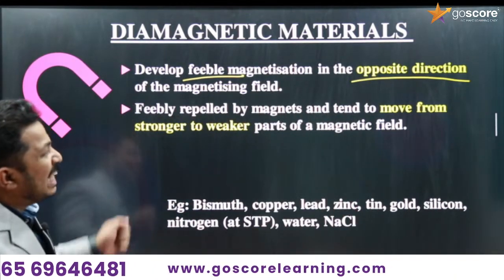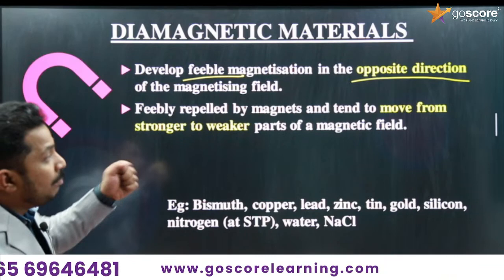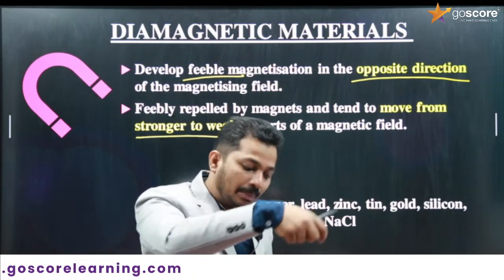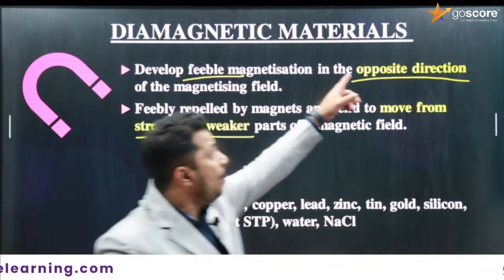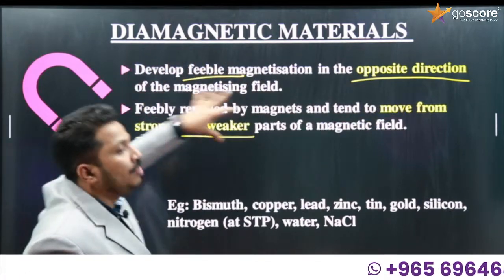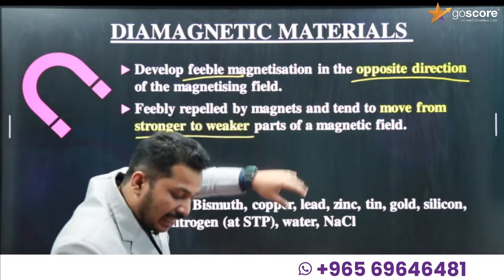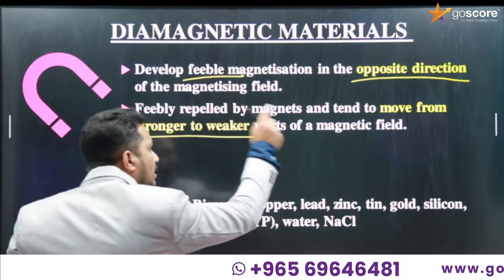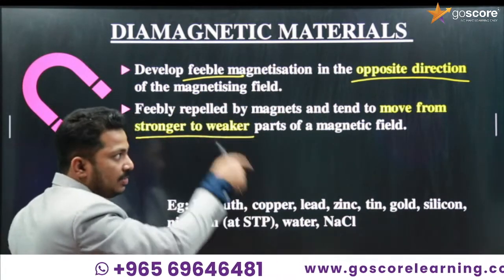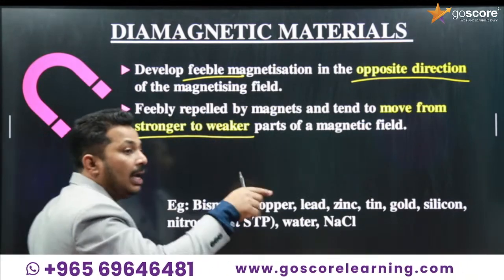So they will move from stronger to weaker part, which means if you put that diamagnetic material in a magnetic field, since they are oppositely magnetized, they will move from the stronger to the weaker part of the given external magnetic field.